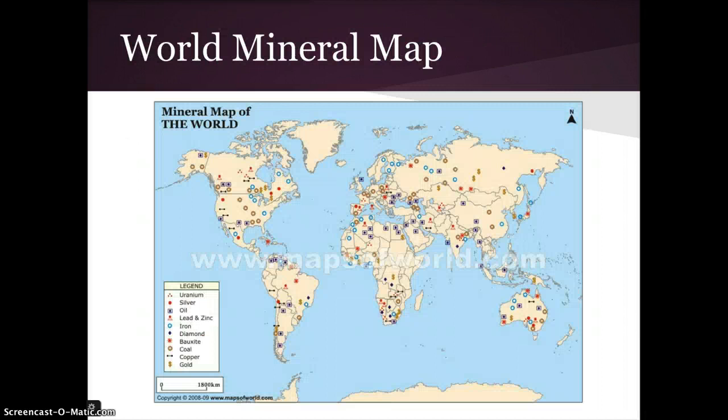And here is a world mineral map. So this would be a type of resource map. And it shows you around the world where minerals are being mined, whether it's uranium, silver, oil, iron, diamonds, coal, copper, gold. All of the different types of minerals are listed here in the legend. And then those mines are shown around where these minerals are being found. So oil, for example, we have some oil down here in Texas.